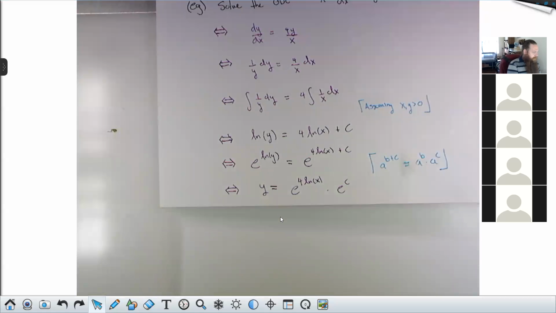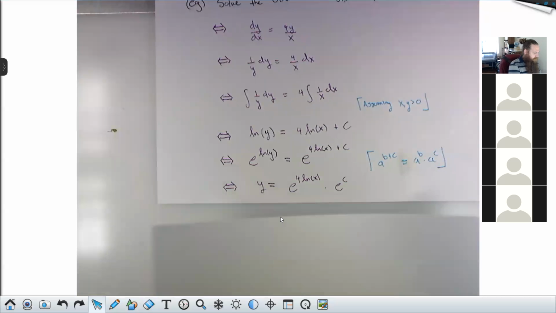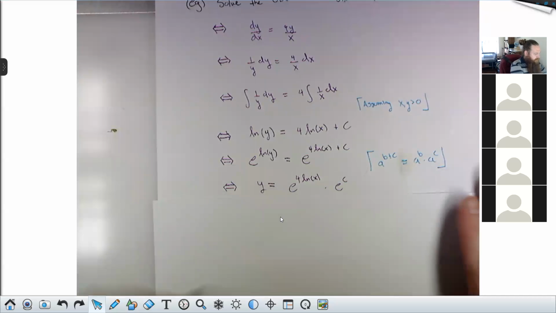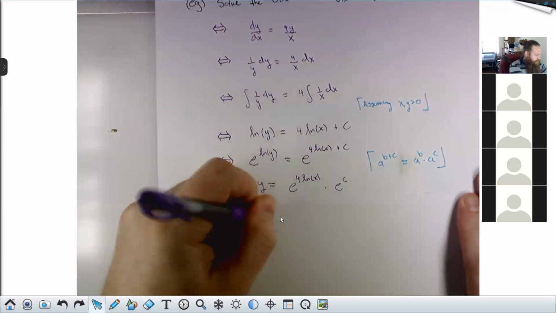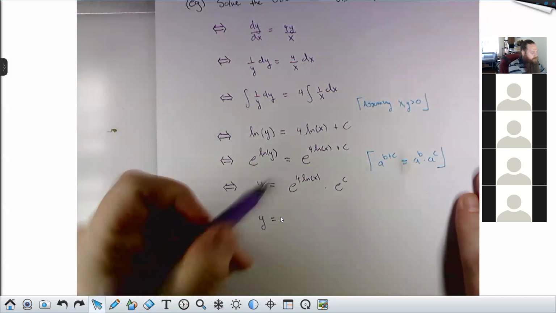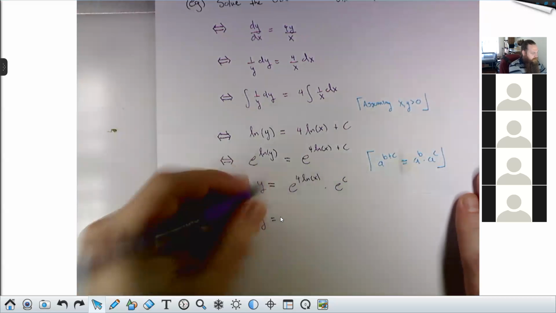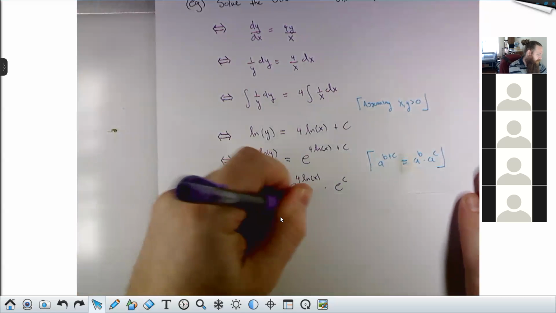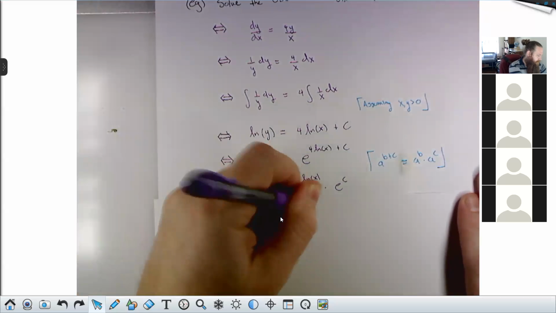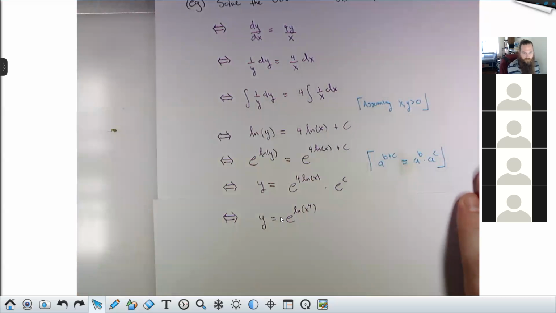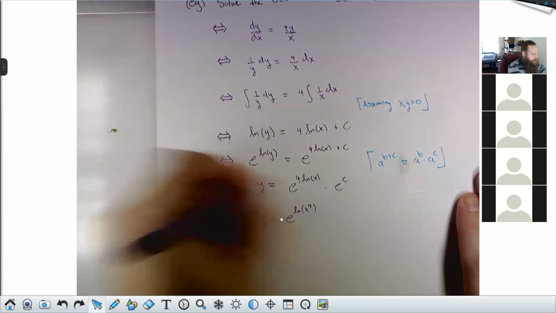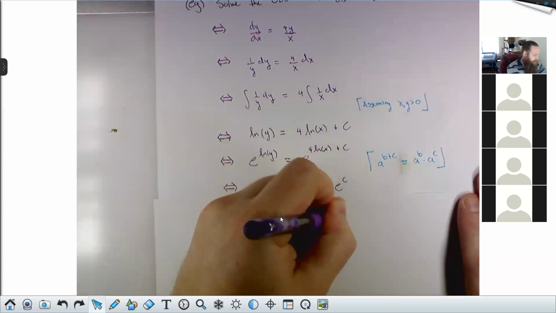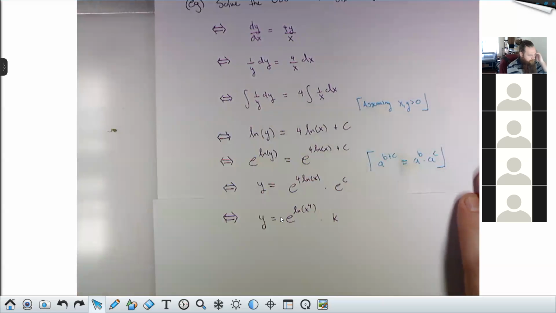I can clean up e to the 4 ln of x pretty substantially. And I can also relabel e to the c as a new constant. So I can call this y equals, I'm going to do two things here. I'm going to use a rule for logarithms to bring this 4 inside the log. So I'll have e raised to the ln of x to the 4. That's a kosher algebra rule. One of the rules for logarithms says that a number out front of a logarithm can be brought inside as a power. And then this e to the c, I'll call this just k, just to make life nicer.